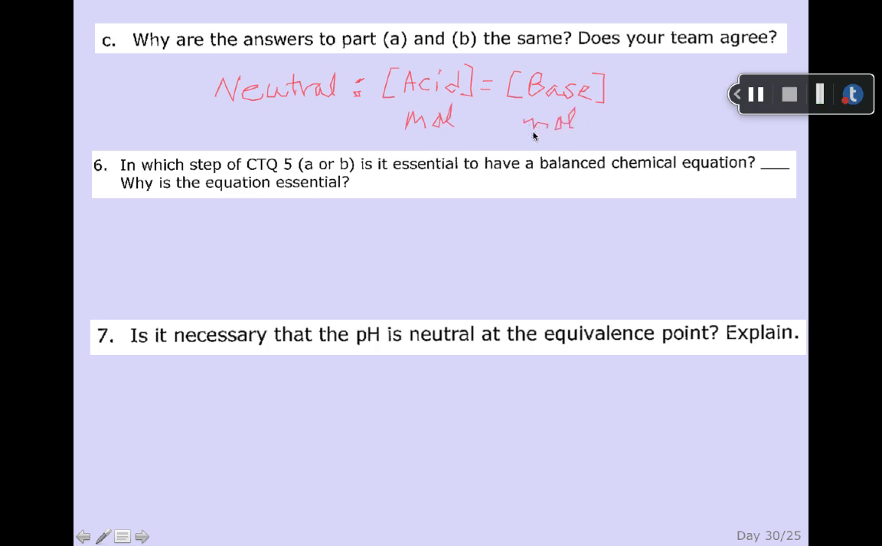And so, using that information, in which step of question 5, is it A or B, is it essential to have the balanced chemical equation?